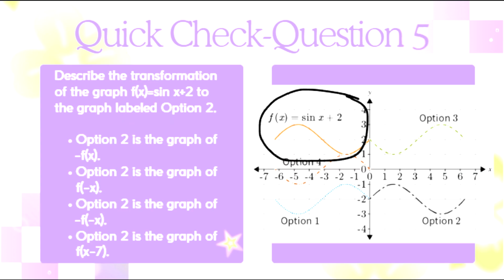And here is quick check question number 5. Describe the transformation of the graph f of x is equal to sine x plus 2 to the graph labeled option 2. Okay, so this is the original graph. You need to figure out which one is the reflection about the origin. They worded this really stupid. Which one is the reflection about the origin? Speed round. Don't overthink it.